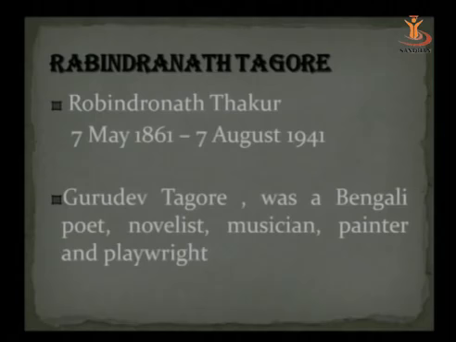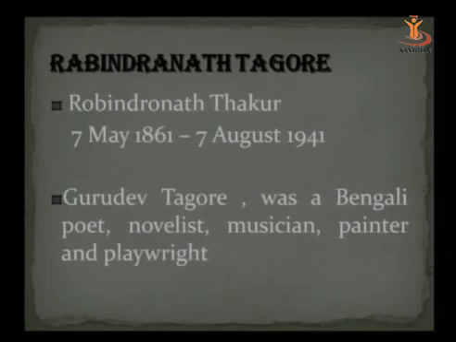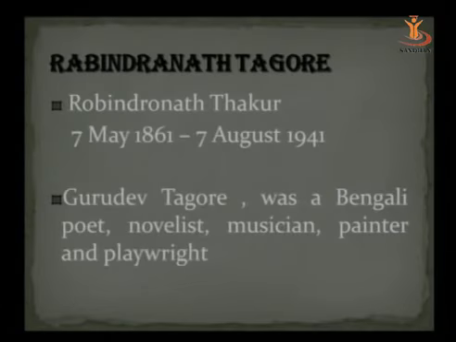Rabindranath Tagore, also known as Rabindranath Thakur, was born on 7th May 1861 and died on 7th August 1941. Gurudev Tagore was a Bengali poet, novelist, musician, painter and playwright. So what we can see, Pankti, is how versatile he was, and he belonged to a period called the Bengal Renaissance. One chief characteristic of the Renaissance period is that it gave rise to many stalwarts who were versatile in many areas, and that's why they were called Renaissance men. So Tagore is typically a Renaissance man.